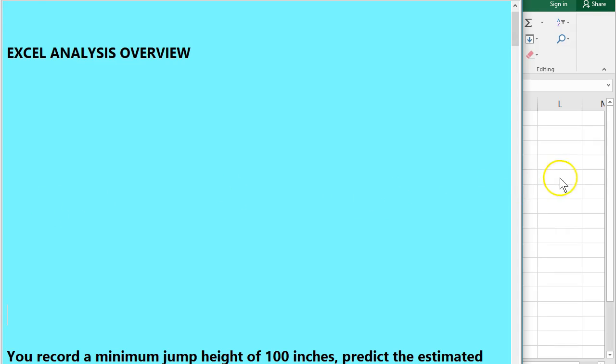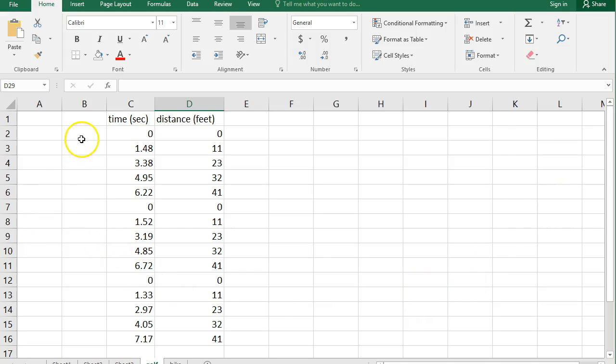So first we are going to go to Excel, and in this workbook I have recorded some data. What we did with this is we took a golf ball and we rolled it across the room in a really consistent manner, measuring how much time it took to get to certain points throughout the room. So you see the first column here, column C, is the different times we took, and distance is how far it was when that time occurred. So we went to 11 feet, 23 feet, all the way to 41 feet.